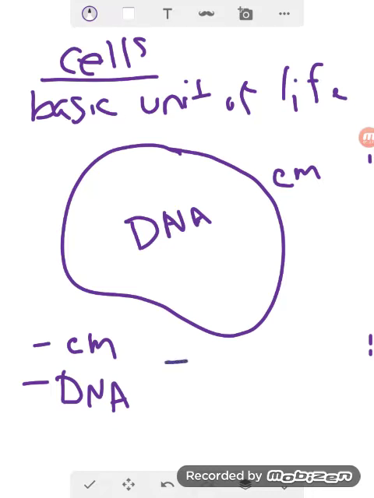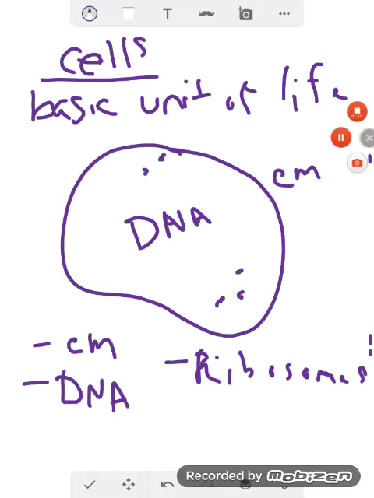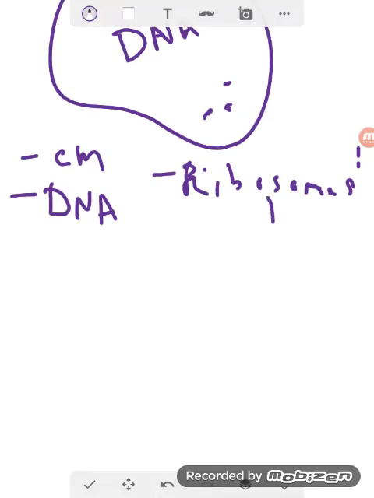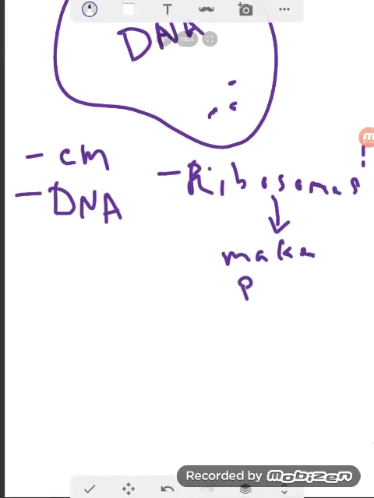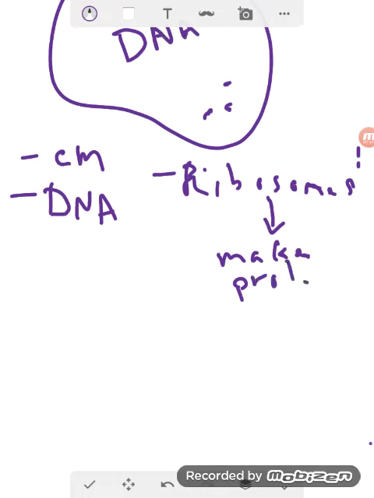The third thing all cells have are these little dots that you find everywhere. These are called, that's an R by the way, ribosomes. Now ribosomes are super special because they have one super important job: they make proteins.